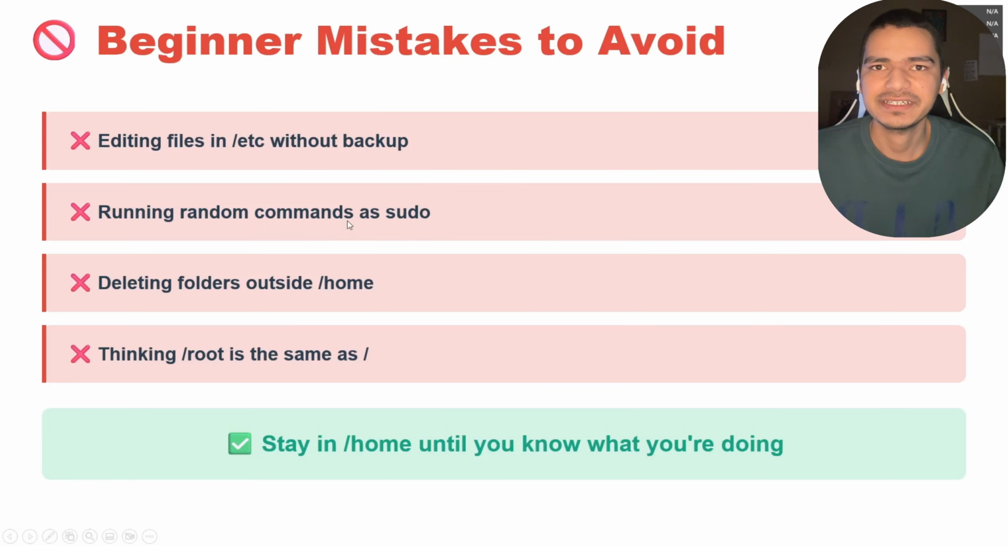So here are some beginner's mistakes to avoid. Editing files in /etc without making a backup. You should always have a backup if you are going to edit some file. Running random commands with sudo. Sudo gives you temporary admin permissions and that can seriously damage your system, and a lot of other complications can arise. Deleting folders outside your home directory. In the home directory also there can be some important stuff that you don't want to lose. So before you delete anything, make sure it's the right thing you are doing.